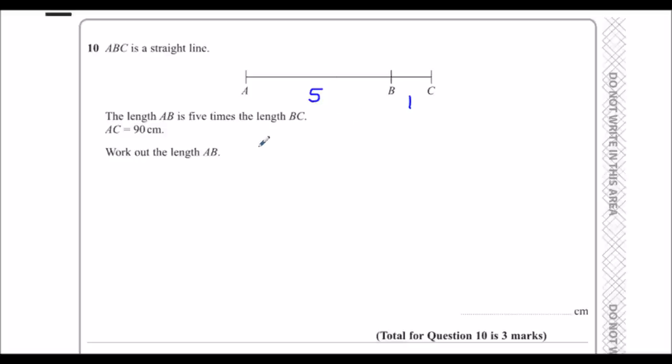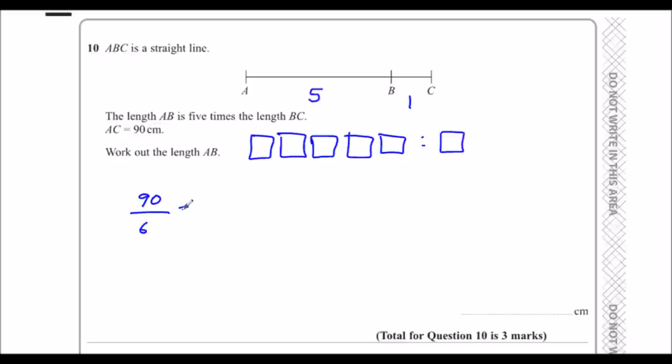So this is just a ratio question, 5 parts to 1 part. So it's 5 parts A to B to 1 part B to C, and in total there are 90. It's 90 centimeters the whole way. So 90 divided by 6, type it in the calculator, you should get 15. So each bit is 15 centimeters. So 5 15s are 75 centimeters.